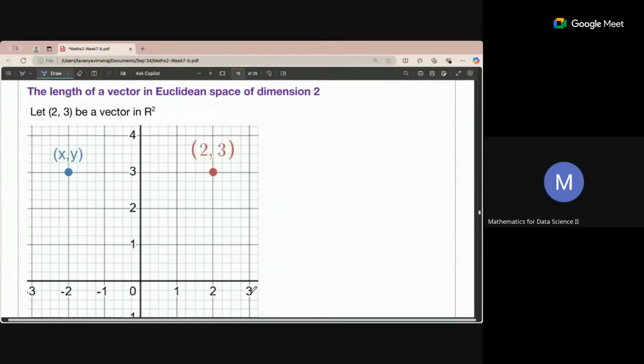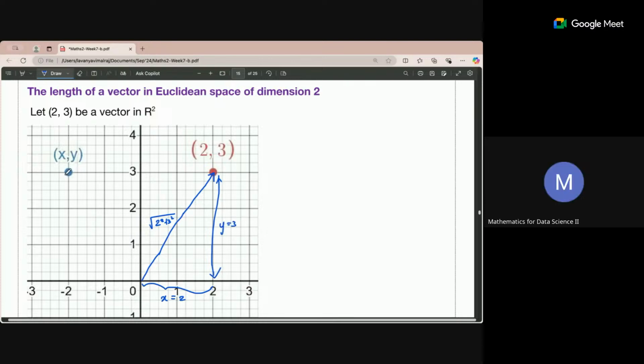What is the length of a vector in Euclidean space of dimension 2? Suppose you are having a point here. What is the length of this vector (2, 3)? A vector (2, 3) means usually we consider this line. Now what is the length of this vector? Square root of 2 squared plus 3 squared. Here the x value is 2, and the y value is 3.